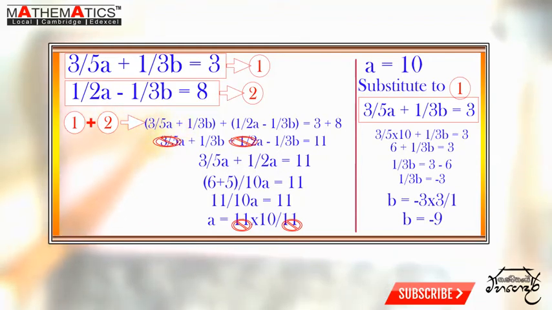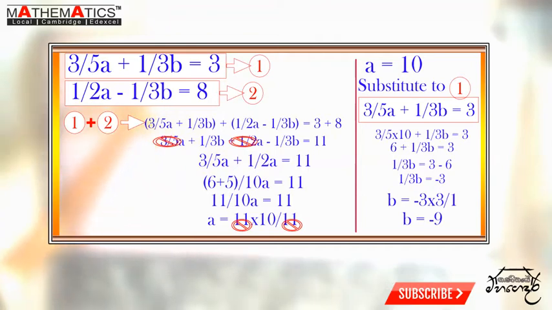After you combine them, you write the left side of the first formula, which is 3 over 5a plus 1 over 3b, and with positive, the left side of the second formula, which is 1 over 2a minus 1 over 3b. Every time you write the left side of the second formula in parentheses, and after that is equal to 3 plus 8. Already you know simply 3 plus 8 is 11.